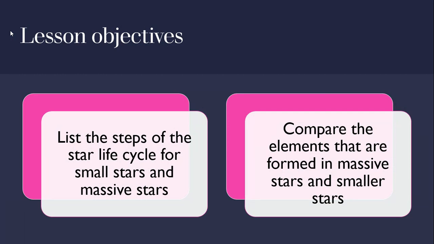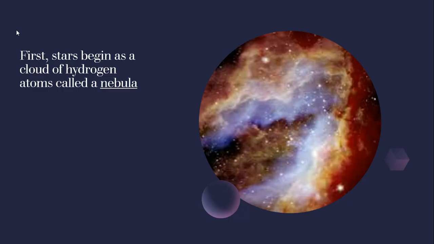The objectives for this lesson, or what you should be able to get out of this lesson, is 1. List the steps of the star life cycle for small stars and massive stars, and compare the elements that are formed in massive stars and smaller stars. And let's just get started.